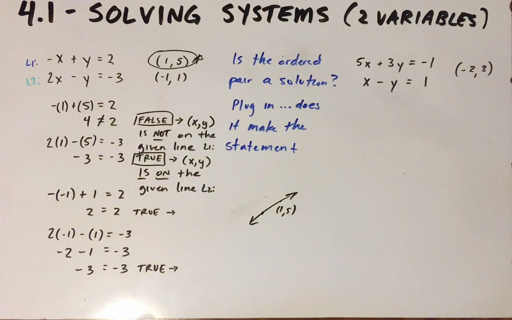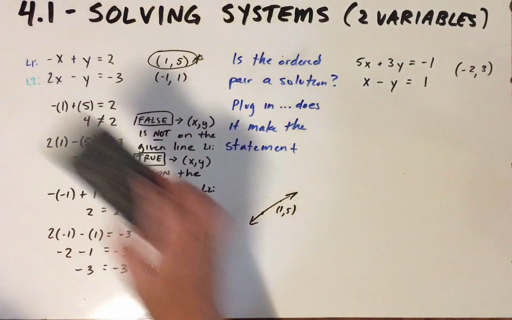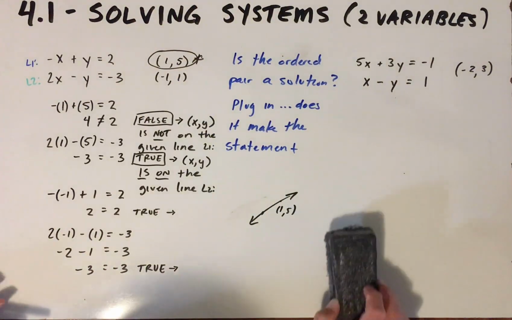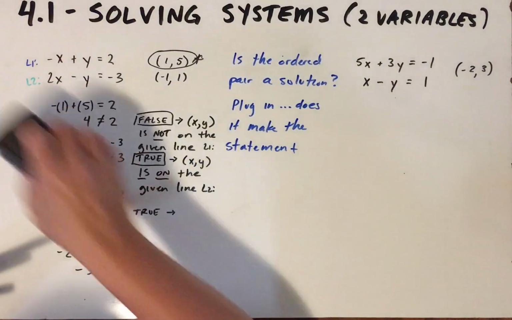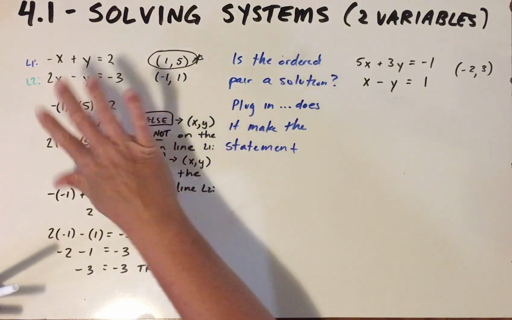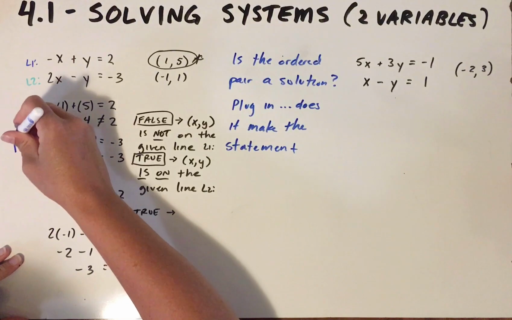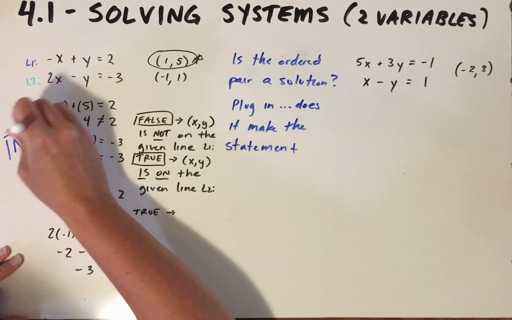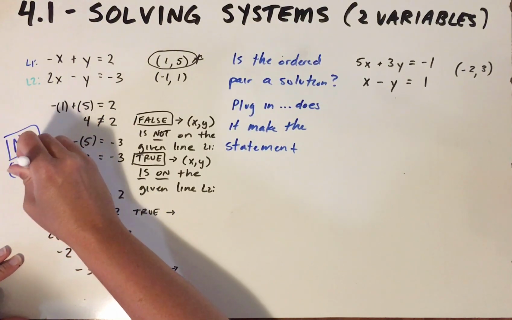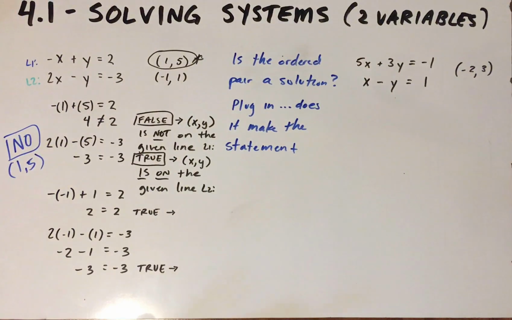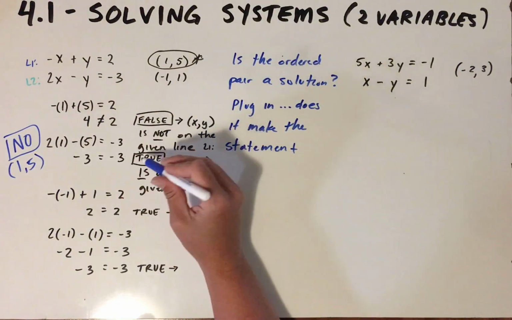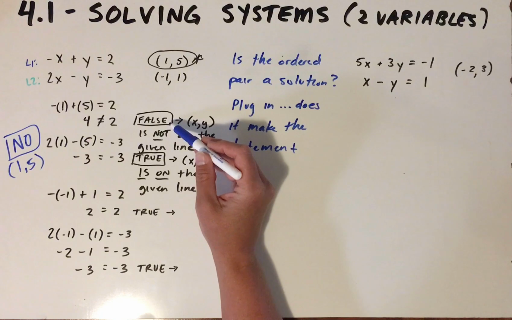Well, it's only a solution to the system if it lies on both lines. So because it does not lie on line 1, it's not a solution to the system. So no, this ordered pair 1, 5 is not a solution, because although it lies on this line, it does not lie on line 1.